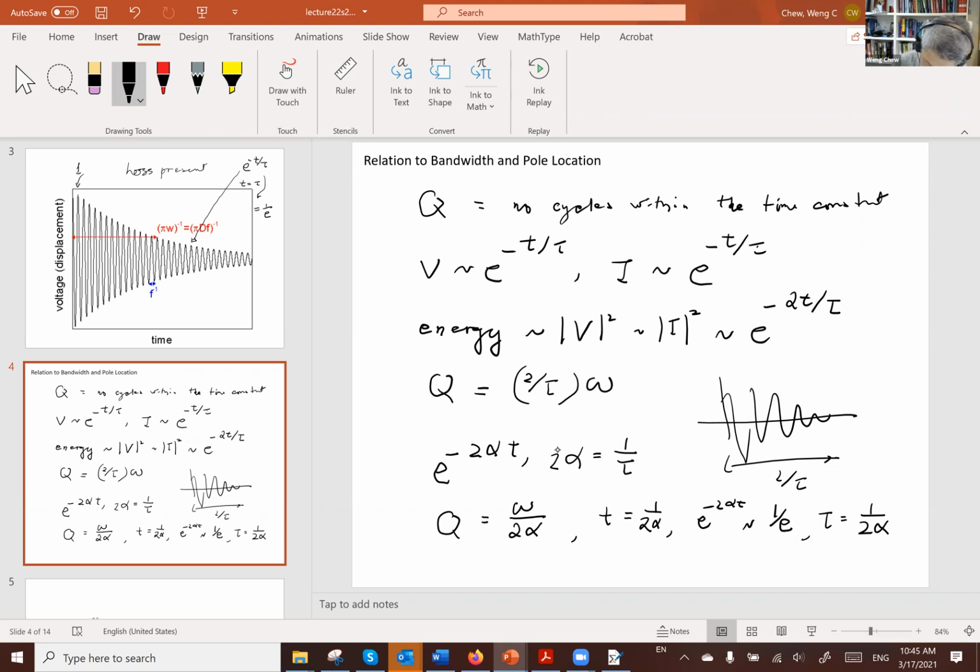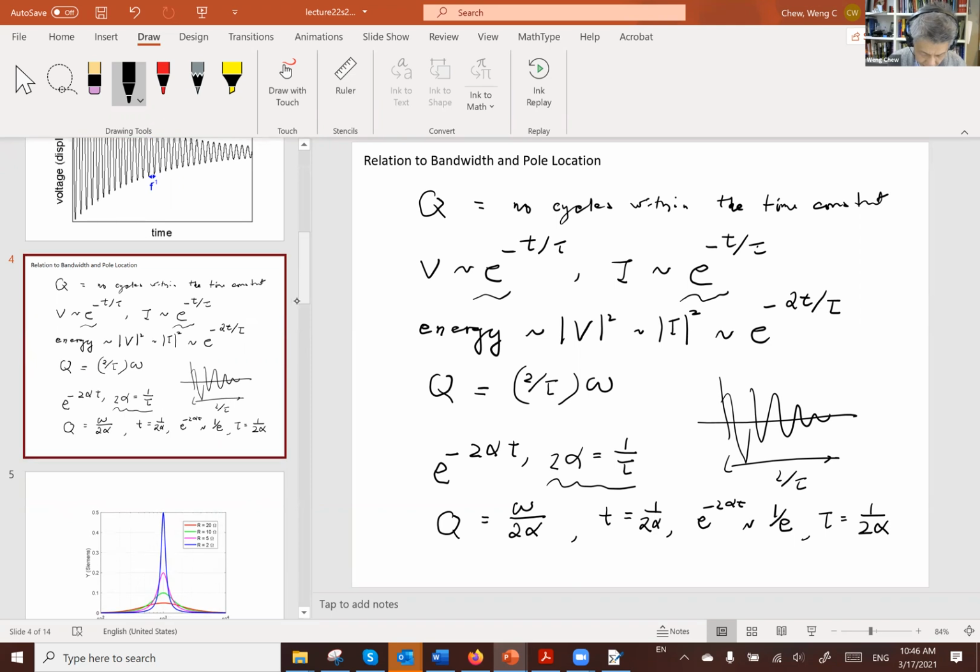Okay, so I got myself confused. It depends on whether you are looking at the voltage or the current. If you're looking at the voltage or the current, then the time constant should be defined to be this, and then you can get your tau to be 1 over 2 alpha, and then your Q would be omega over 2 alpha. So what it means is that the smaller the loss, the higher the Q. And I have this written out in greater detail in the lecture notes, so you wouldn't have this kind of thing messed up here.